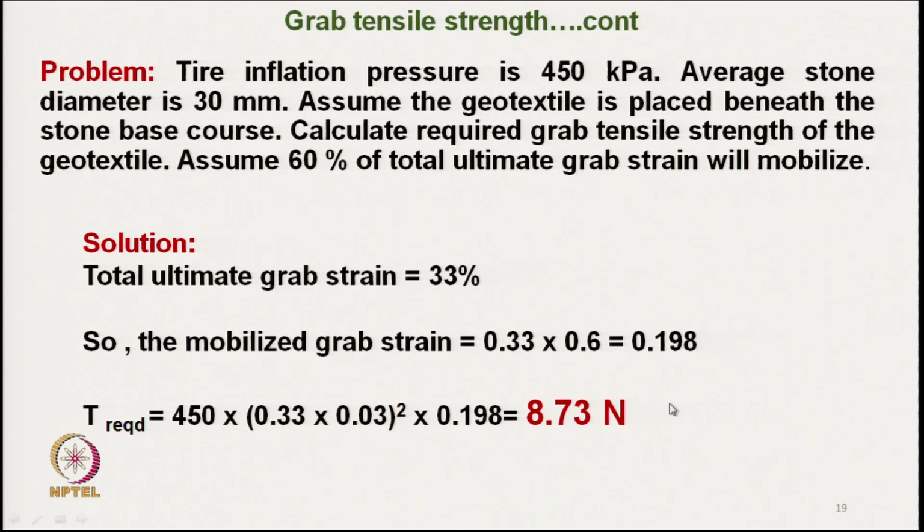So, the required grab strength here is 8.73. If we want a factor of safety of, say, 4 or 5, if we want a factor of safety of 5, we must have a geotextile whose grab strength will be 8.73 multiplied by 5. Typically we try to keep a higher factor of safety in geotextile applications, because they are for protecting the structure.